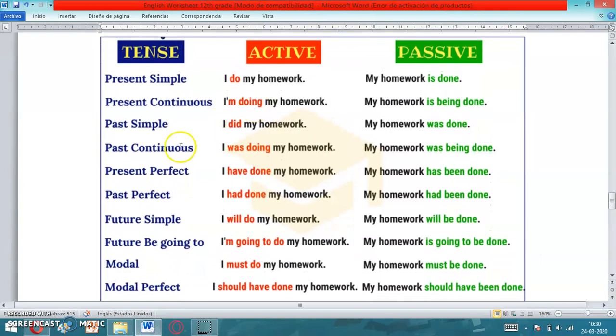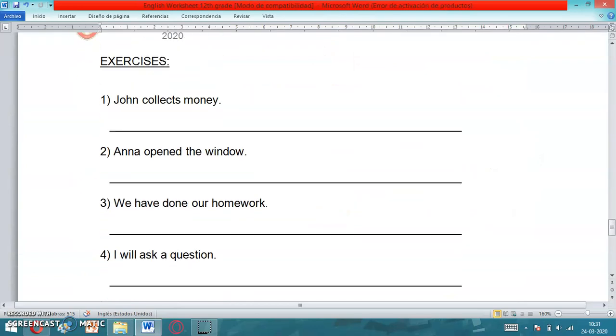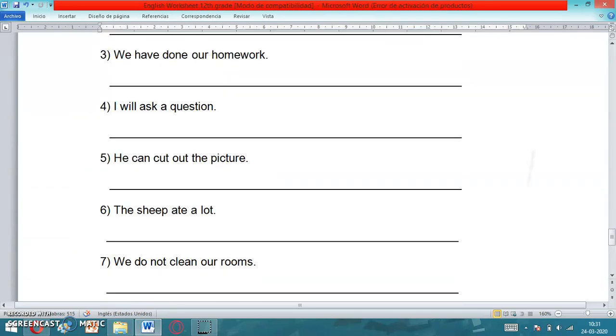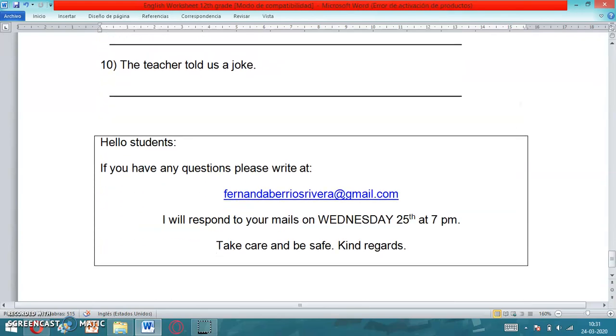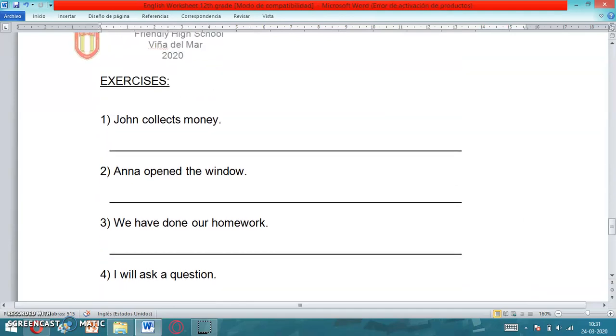Okay, in present simple, this is the active sentence and this is the passive sentence. In present continuous, in past simple, past continuous, present perfect, past perfect, future simple, future with the ing, modal, using modals, and using modal perfect. Okay, with that you have to complete this sentence. You have to change these sentences from active to passive voice.